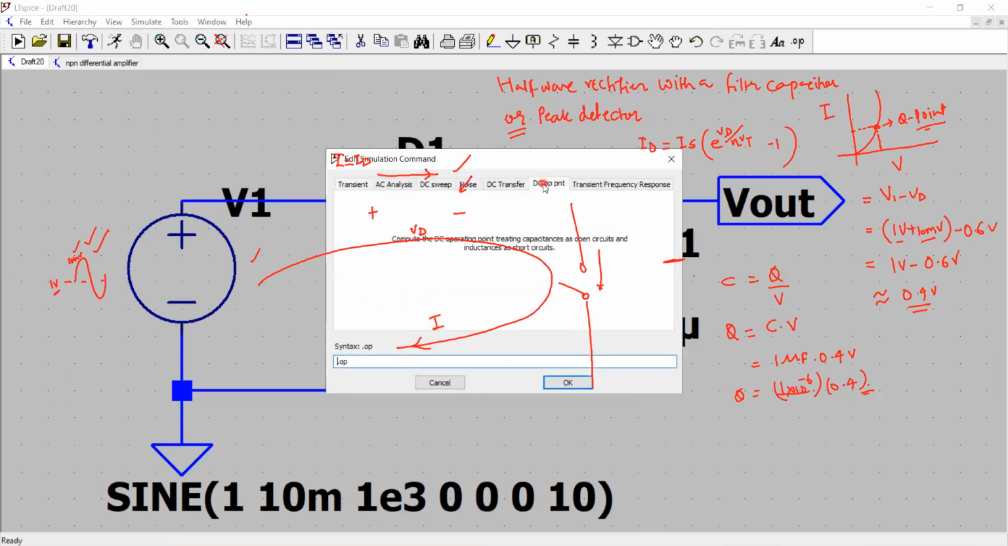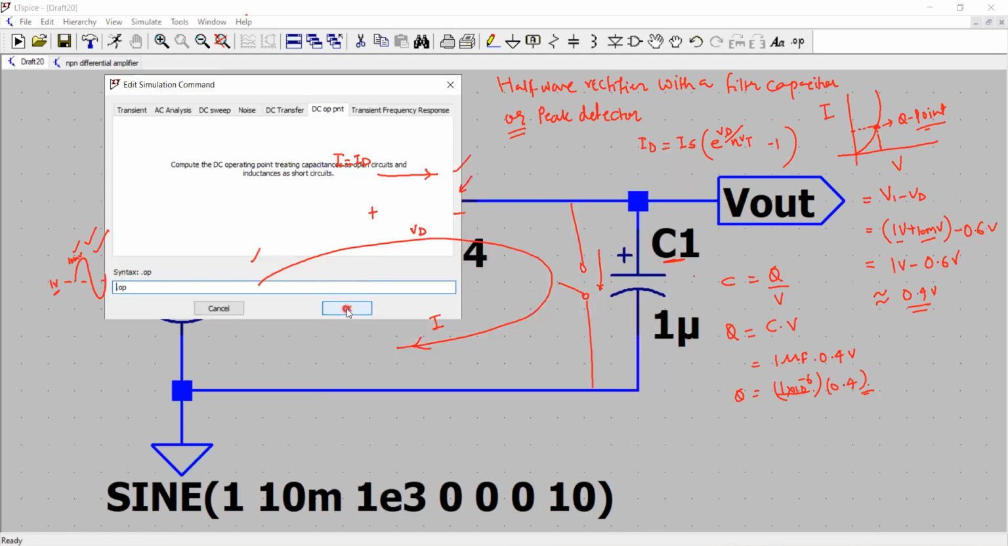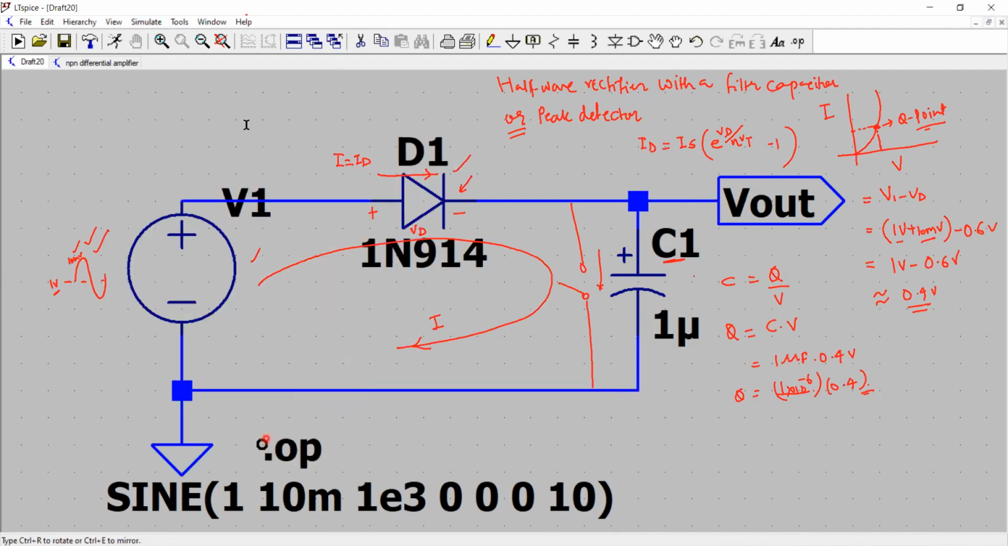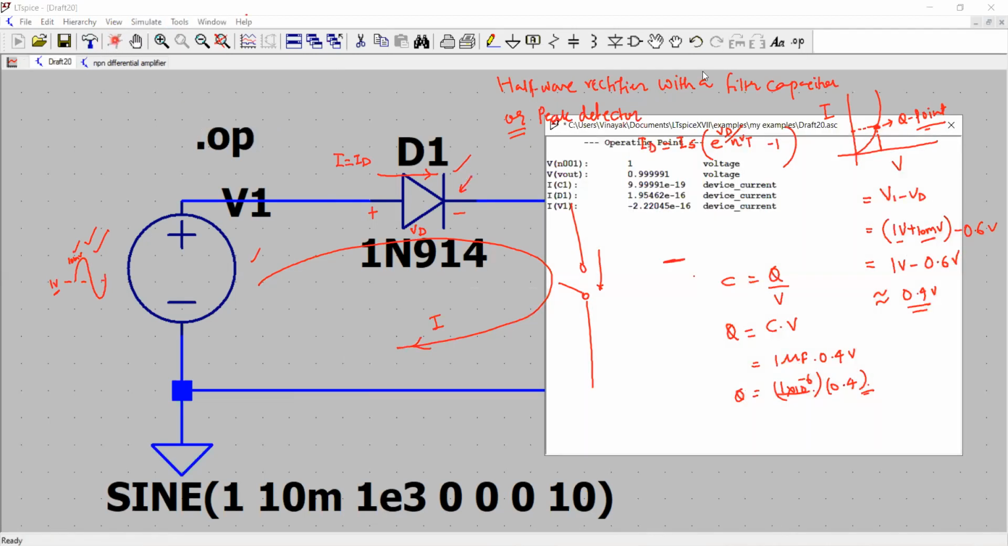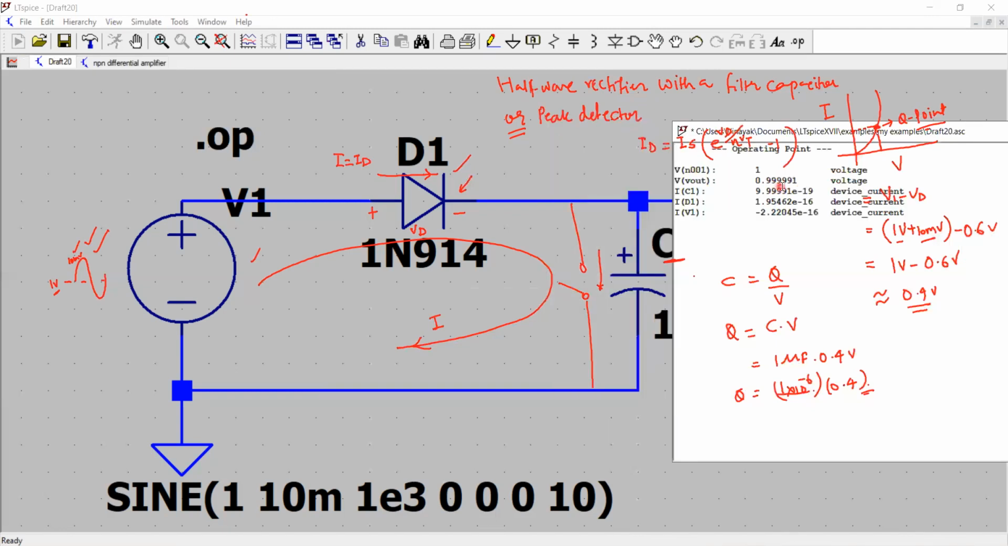and I want the DC operating point first. Before I run anything, I want to see how my circuit is biased and its proper operating point. So click OK, place .op somewhere here, and then I will say run. Let us see, the voltage at node 001 is this net, that's the 1 volt I have applied. Then the output voltage is 0.9999. So obviously my circuit is not working as expected, because the diode is not in conduction.